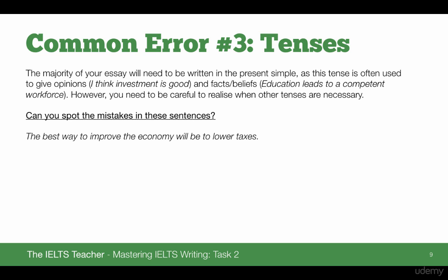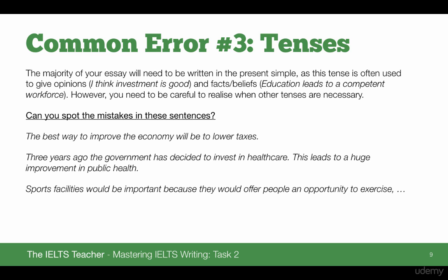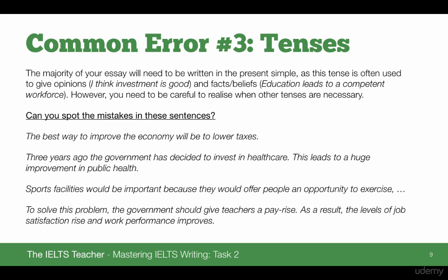The best way to improve the economy will be to lower taxes. 3 years ago, the government has decided to invest in healthcare. This leads to a huge improvement in public health. Sports facilities would be important because they would offer people an opportunity to exercise. To solve this problem, the government should give teachers a pay rise. As a result, the levels of job satisfaction rise and work performance improves.